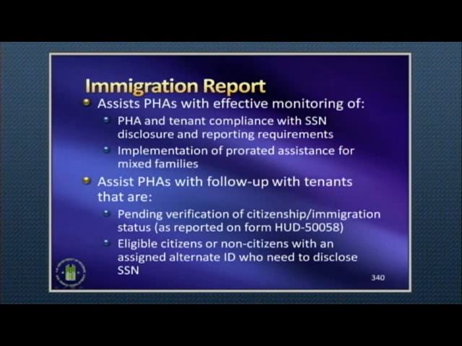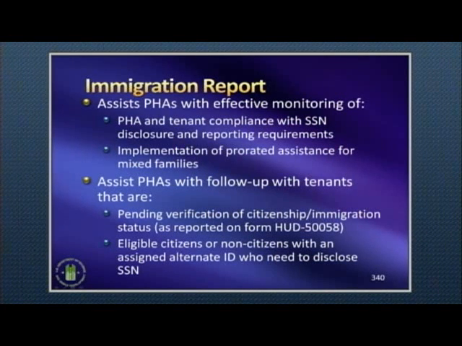So please don't confuse pending verification on the immigration report with pending verification on the identity verification report. They're two totally different processes. This deals with pending verification. If you remember on the 5.8, when it comes to citizenship status, you have eligible citizen, eligible non-citizen, ineligible non-citizen, and PV, pending verification, which means that you are in the process of verifying that individual's immigration or citizenship status, okay?